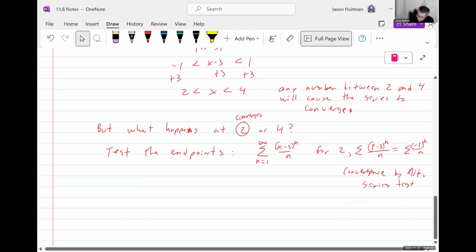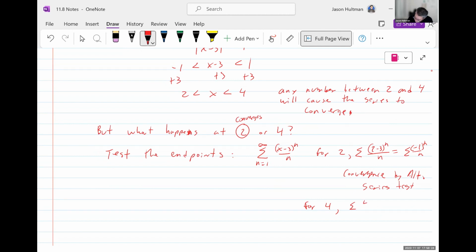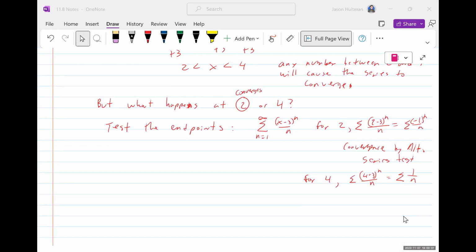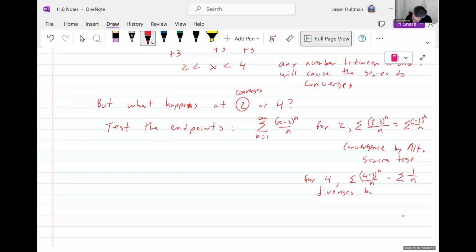What about 4? Let's test for 4. We get (4 minus 3) to the nth power over n, which becomes 1 to the nth power, which is just 1, so that's 1 over n, which diverges by the harmonic series. And so 4 diverges.